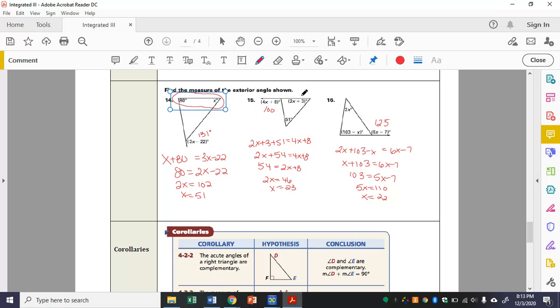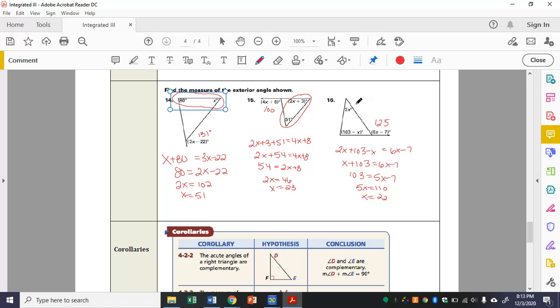On 15, we add up the 2x plus 3 and the 51. That's going to equal 4x plus 8. And then we can go ahead again and solve. We get x is equal to 23. Plug that in here. We'll get this exterior angle is 100 degrees.